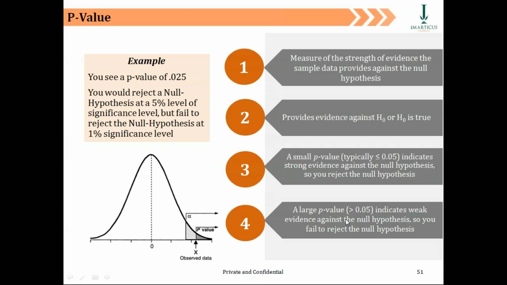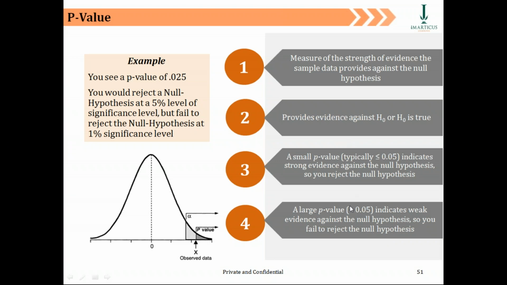Now, in that context, be careful. The p-value is the measure of the strength of evidence that the sample data provide against the null hypothesis. That means the data that is given to you, you try to measure how close that data is with respect to the null hypothesis. That's the evidence we figure out. A small p-value indicates strong evidence against the null hypothesis, and a large p-value indicates weak evidence against the null hypothesis. Got it? This is the thumb rule.